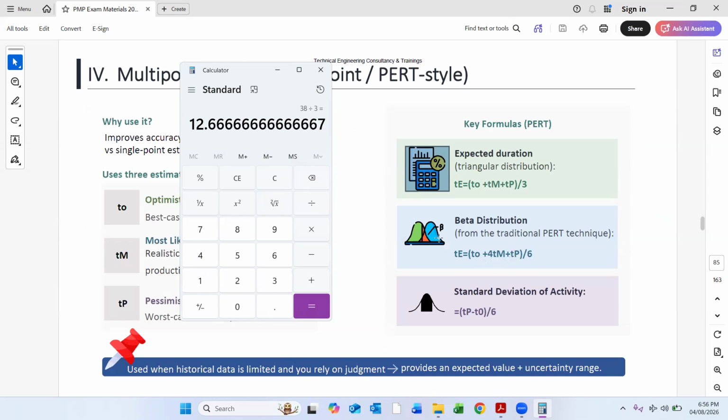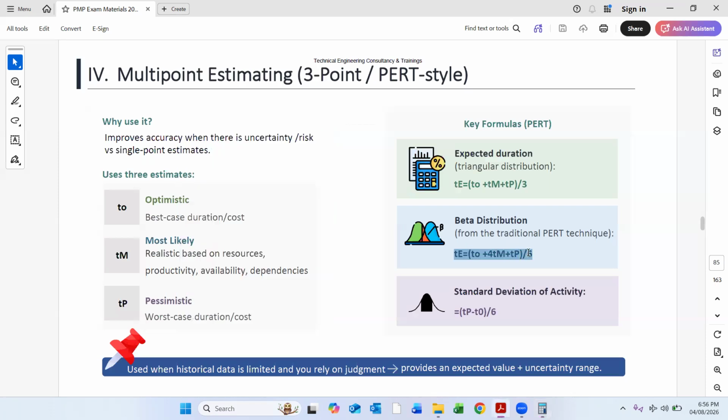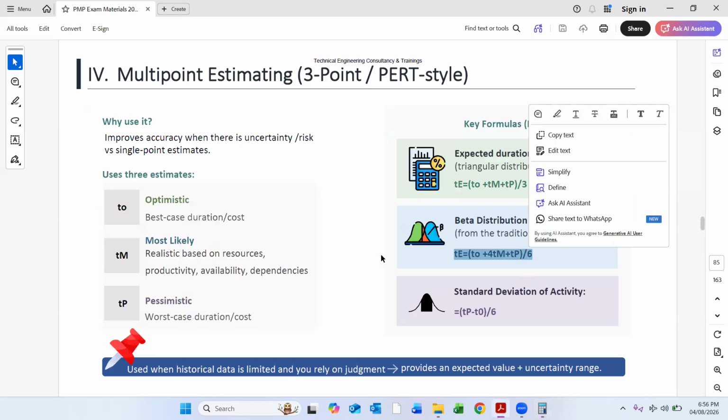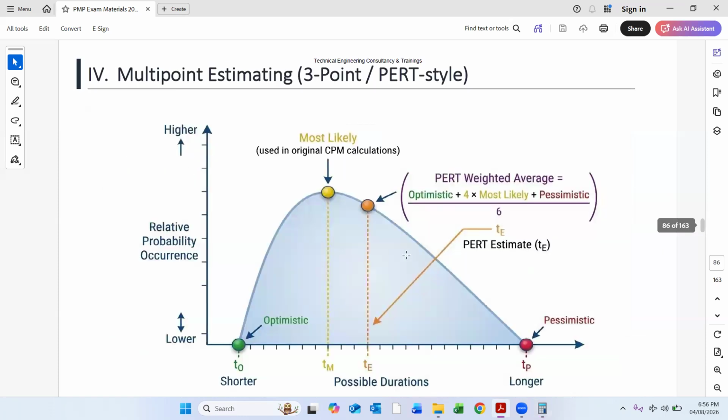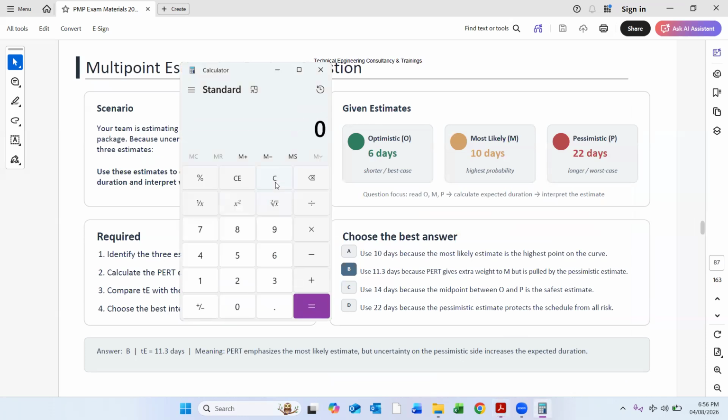Let me try this formula, the beta distribution. Optimistic plus 4 times most likely plus pessimistic, divided by 6. So 6 plus 4 into 10, plus 22, divided by 6. Yeah. So this is the formula. Beta. So they are doing beta distribution. Why are they doing a beta distribution?